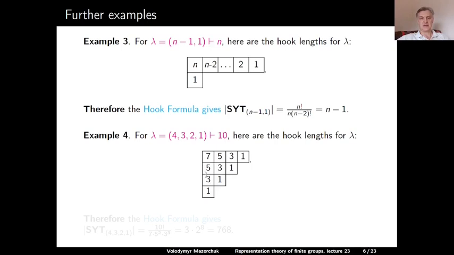So the next inverse diagonal has hook length 5: 1, 2, 3, 4, 5. And the top left corner has hook length 7: 1, 2, 3, 4, 5, 6, 7. Therefore, the hook formula gives us that the number of standard Young tableaux of shape 4, 3, 2, 1 is equal to 10 factorial divided by 7 times 5 squared times 3 cubed. And then it's easy to compute that the outcome is 3 times 2 to the power 8, which is 768.